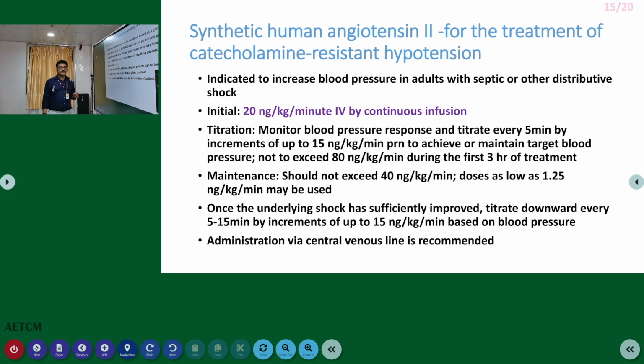Now another new drug has come. It is not available in our country. That is synthetic human angiotensin II, used for catecholamine resistant hypotension. We can add this drug at 20 nanogram per kg per minute as an IV continuous infusion, but it is not available at present in our country. So we are not discussing that in detail.